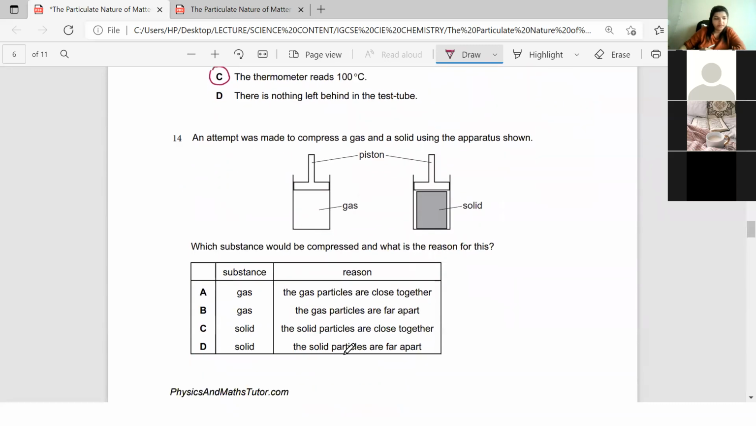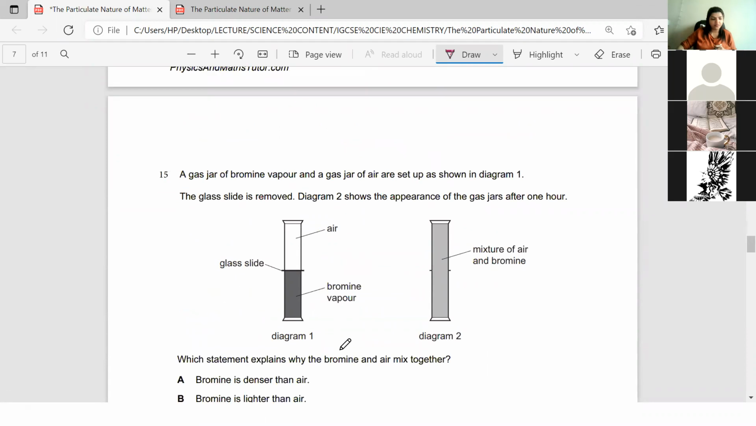Okay, 14th one, Advita. An attempt was made to compress a gas and a solid using the apparatus shown. Which substance would be compressed and what is the reason for this? It's B because gas molecules are farther apart, so it's easier to compress it. That's absolutely correct. Very good. So it's gas because the gas molecules are very far apart and they can be compressed very easily. Okay, next, 15th one.